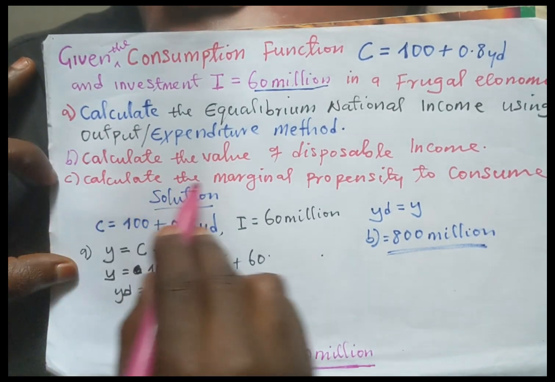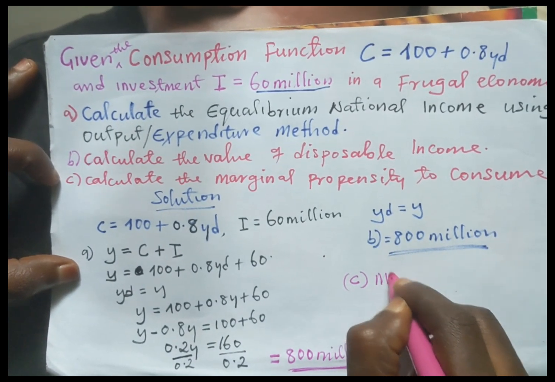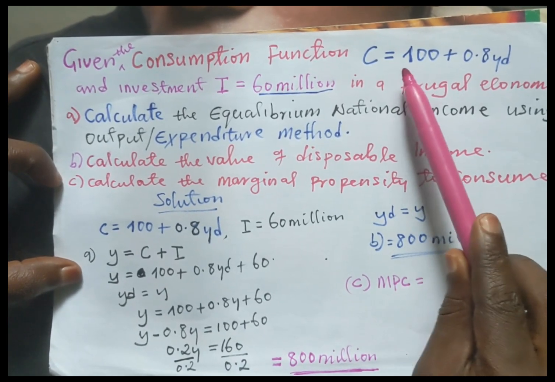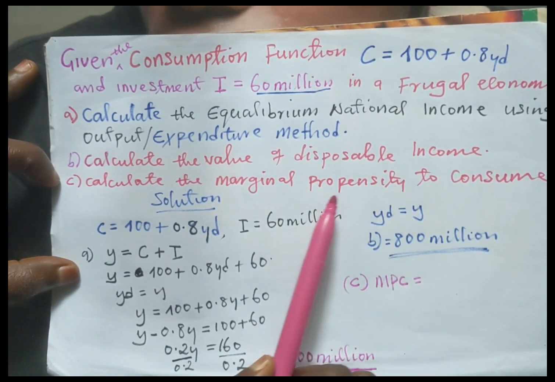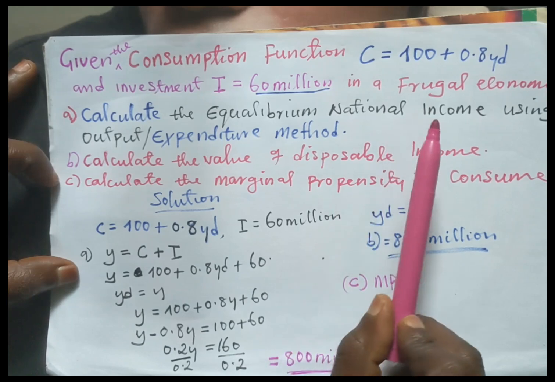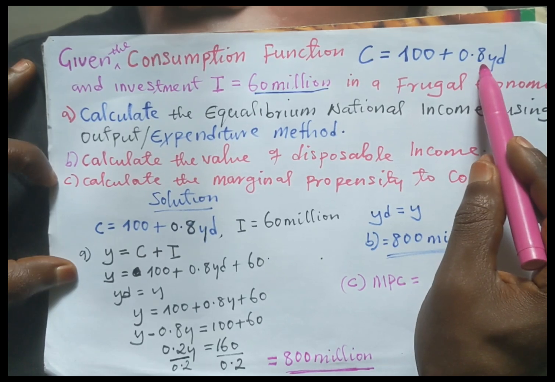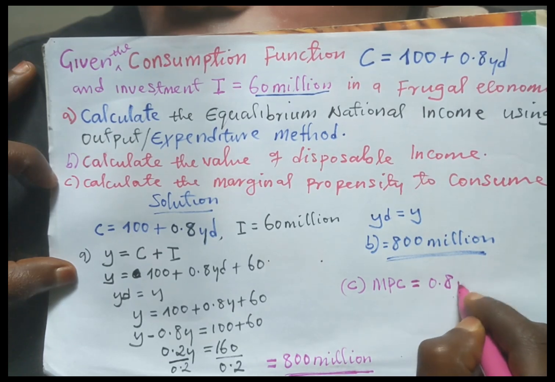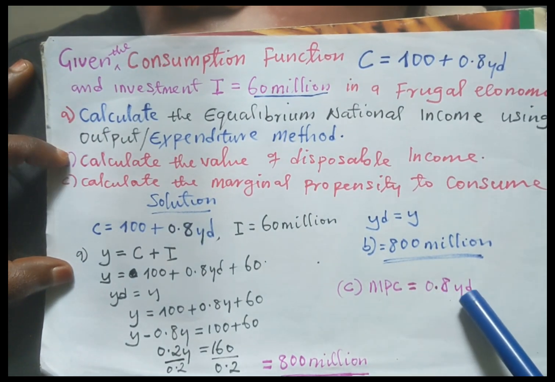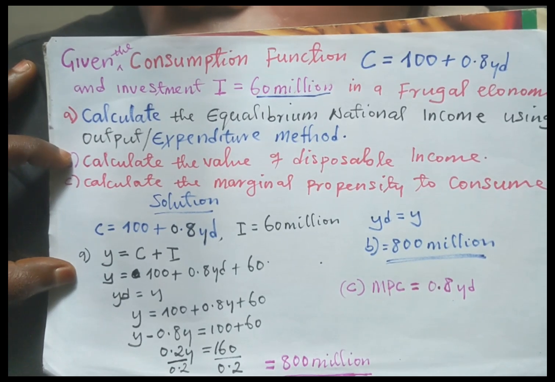And lastly, our marginal propensity to consume, MPC. From the consumption function, we can look for the marginal propensity to consume, which is the ability to change our consumption as a result of change in income. So from here, the marginal propensity to consume was 0.8, which shows that for every amount of disposable income, 0.8 of that proportion is consumed.